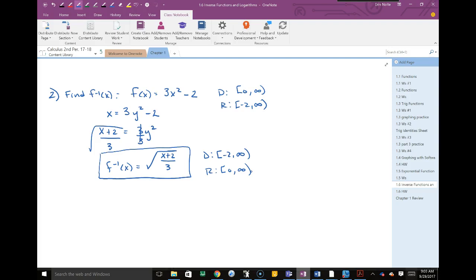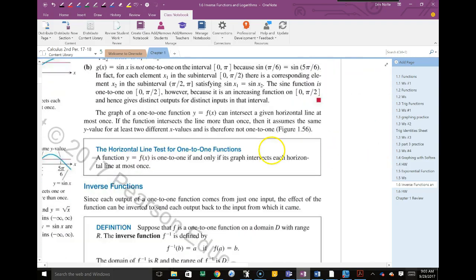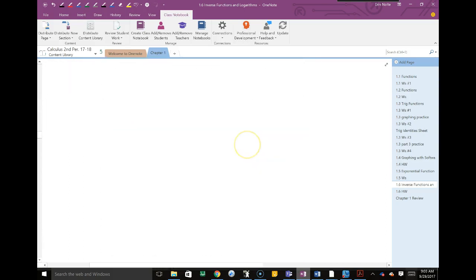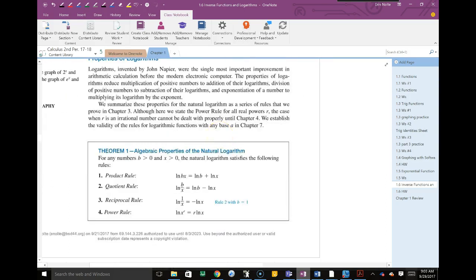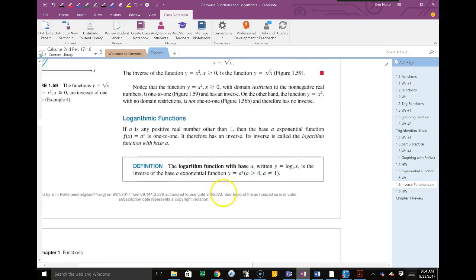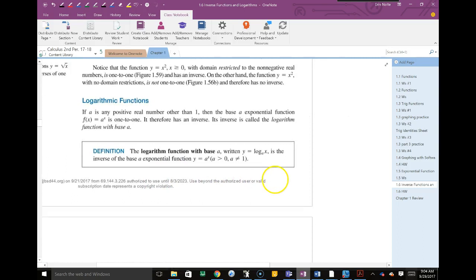Okay, we okay with inverse functions? Super awesome. Okay, what else did they talk about? Ooh, they do a little bit of trig. What's that? Just that? Oh no, that would be too boring. Oh, let's talk about logs.